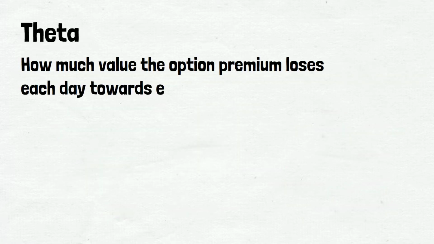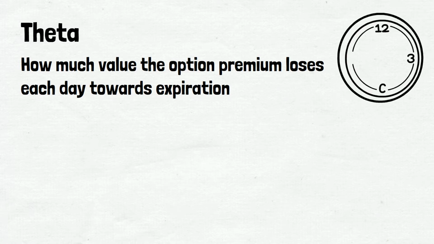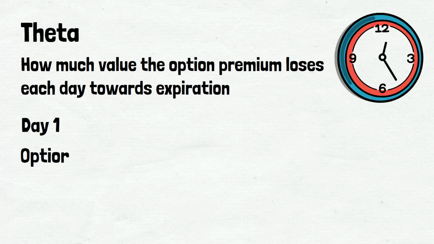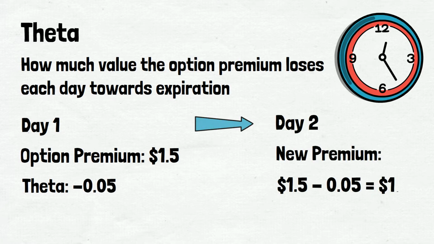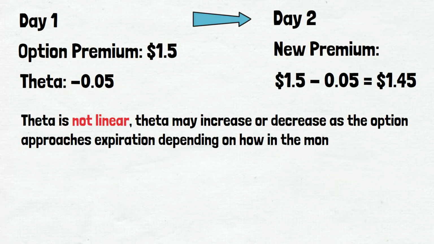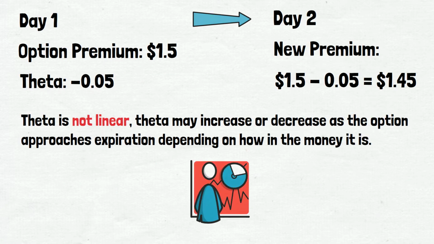Theta is the Greek of time decay. Theta tells you how much value the option loses with each passing day. If the theta is negative 0.05, the option will be expected to lose 5 cents every day. Time decay is the option seller's friend and the buyer's enemy.